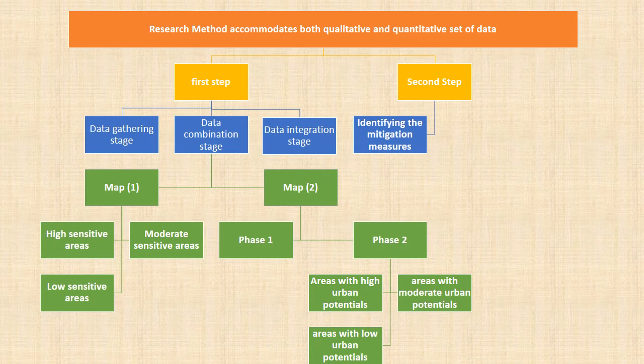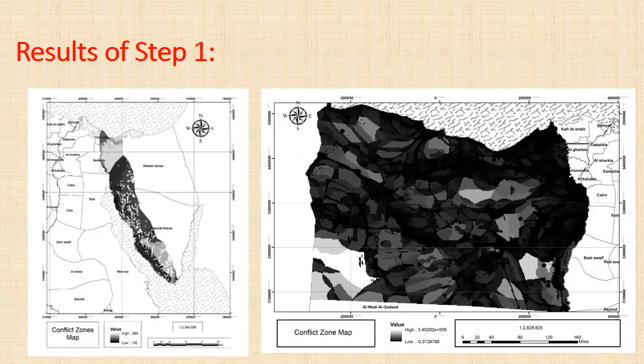Then, moving now to step 2, which shows the mitigation measures identified for the conflict zone in both case studies. The areas selected by GIS as a conflict zone in Sinai are suitable for touristic development. Accordingly, biodiversity loss, risk to natural habitat, and marine life disturbance impacts are expected. On the other hand, the areas selected in the Egyptian Western Desert as conflict zones are suitable for agriculture development. Therefore, hydrogeological environmental impacts are expected.